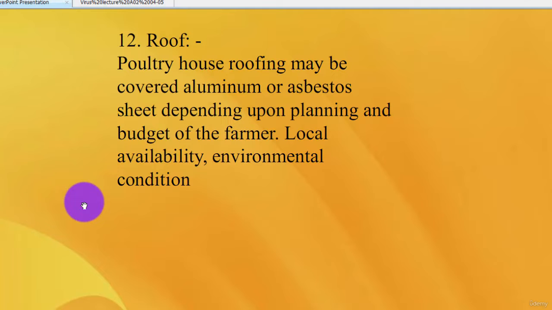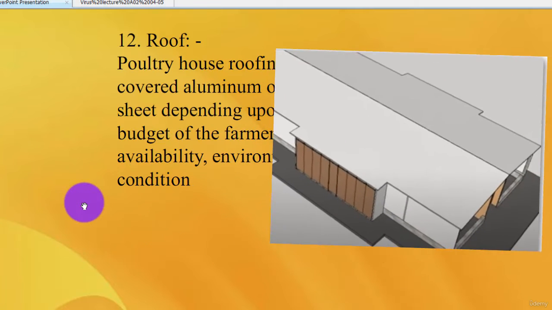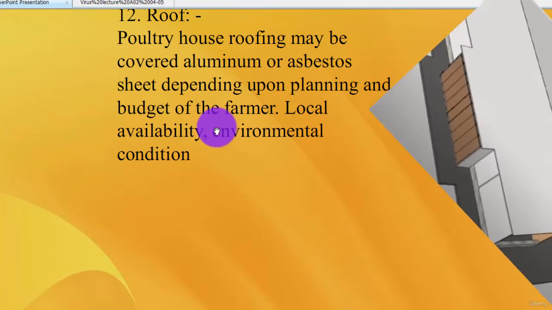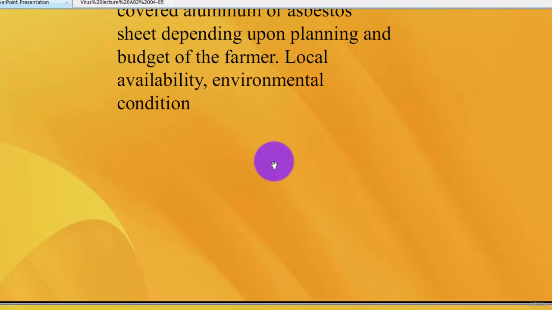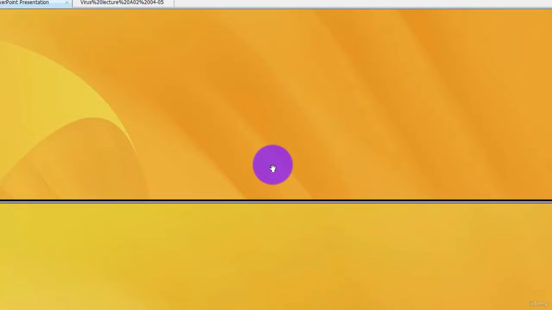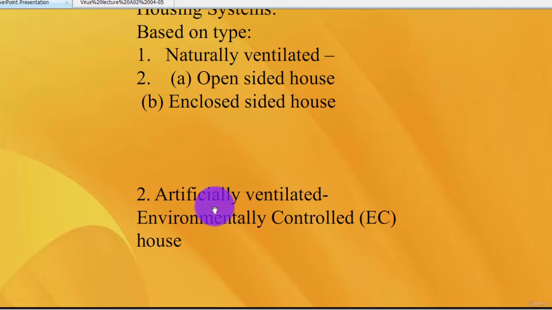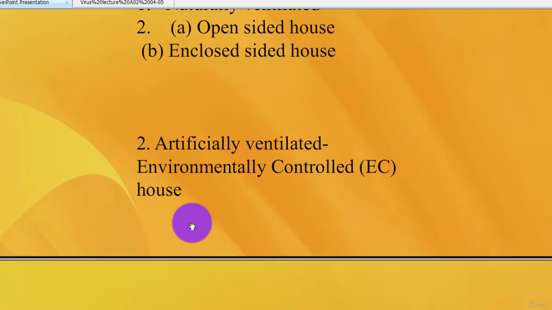Roof: poultry house roofing may be covered by aluminum or asbestos sheet depending upon the planning and budget of the owner, local availability, and the environmental condition. Housing system: we can divide the housing system into naturally ventilated open-sided houses, enclosed-sided houses, and artificially ventilated or environmentally controlled houses.